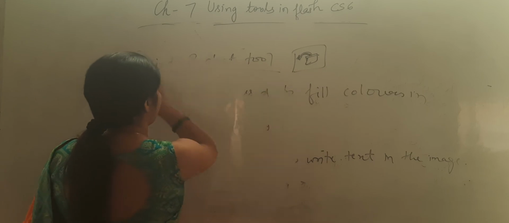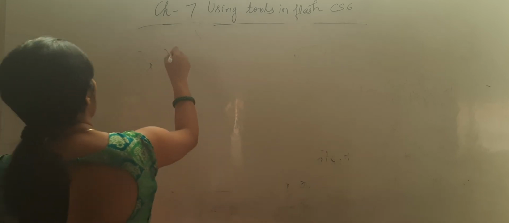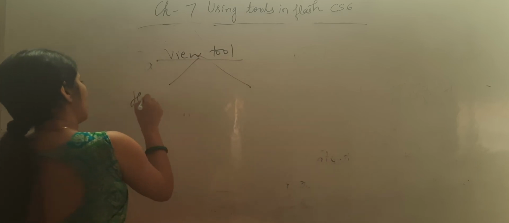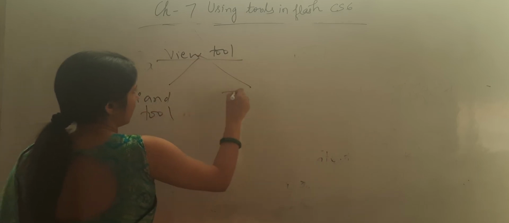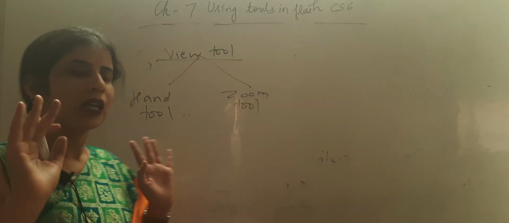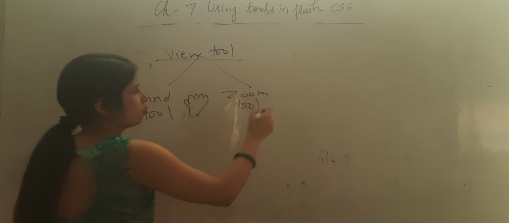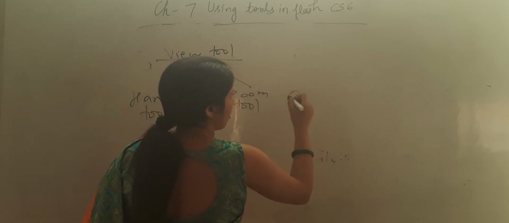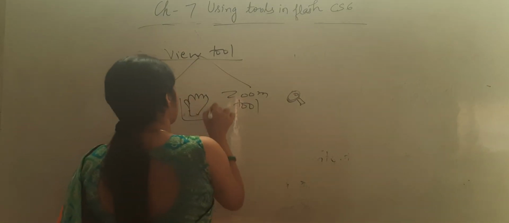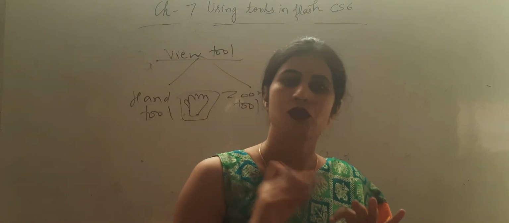Okay, now next tools are view tools. They are of two types. First is hand tool, second is zoom tool. The hand tool symbol is like a hand, and zoom tool has the shape of a magnifier, a magnifying glass. What is the use of these two tools? These two tools are used to change the view.